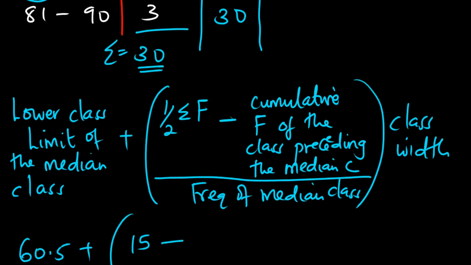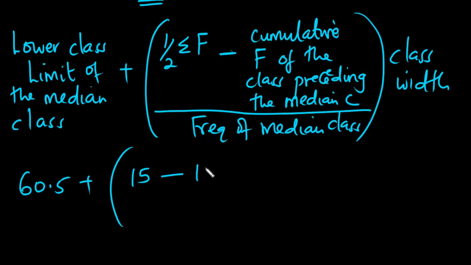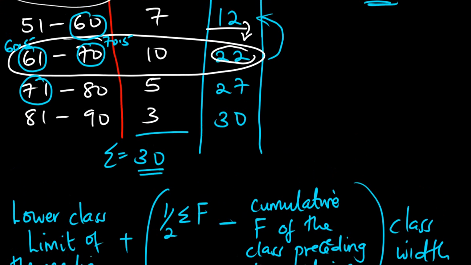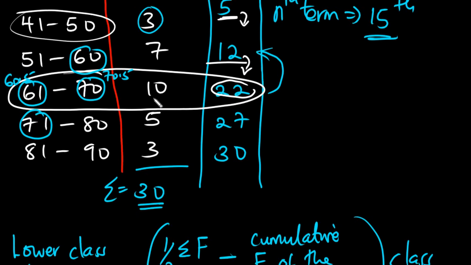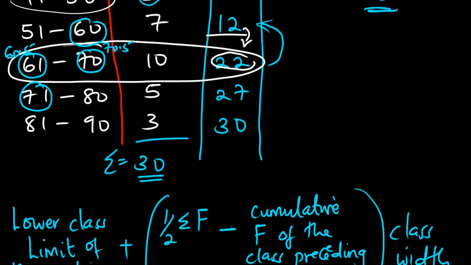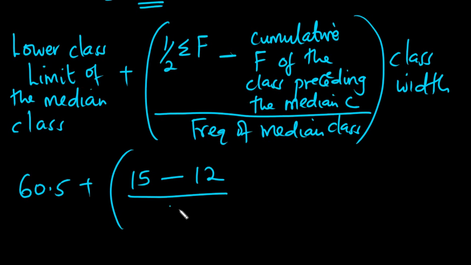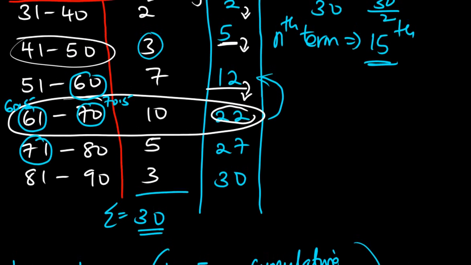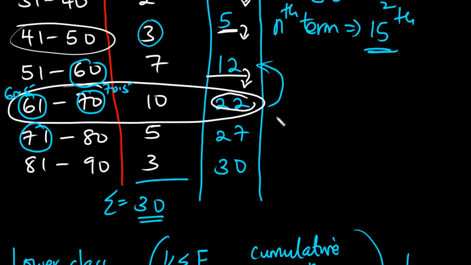So it's 12. And then we divide by the frequency of the median class. So now we want the median class, this one, the frequency is 10. And then we multiply by the class width. What do we mean by the class width? To get the class width, we get the difference between the class limits.